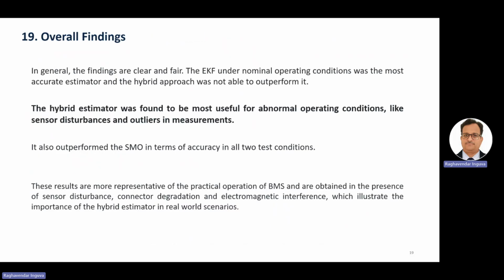So the overall findings are that the hybrid estimator was found to be most useful for abnormal operating conditions, whereas EKF is found to be good for nominal operating conditions. But in reality, we cannot think that the conditions will always be nominal. So the EV must be prepared. The EV algorithm must be prepared for the harsh conditions. So hybrid is definitely better when compared to EKF. The hybrid estimator has outperformed SMO by huge numbers that we have already seen. In both the test conditions, it outperformed the SMO.